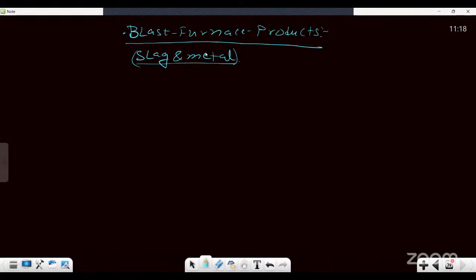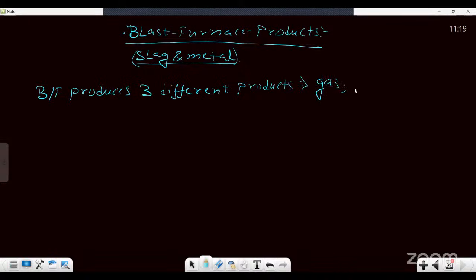Right? Now, the blast furnace produces three different products. What are they? It produces the gas, obviously, of gases. It produces the metal and it produces the slag. So these are the three main products. And in this chapter, the quantity and quality of slag and metal generated and their utilization we will discuss.